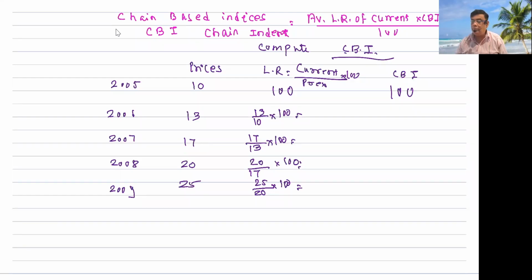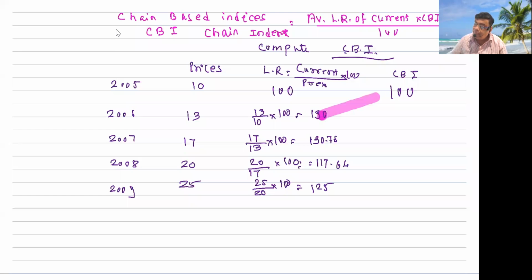बोलो कितना हुआ है? First is 100, second is 130, the third is what? 130.76. Next is what? 117.64. And the last is what? 125. Now remember, this is 100.